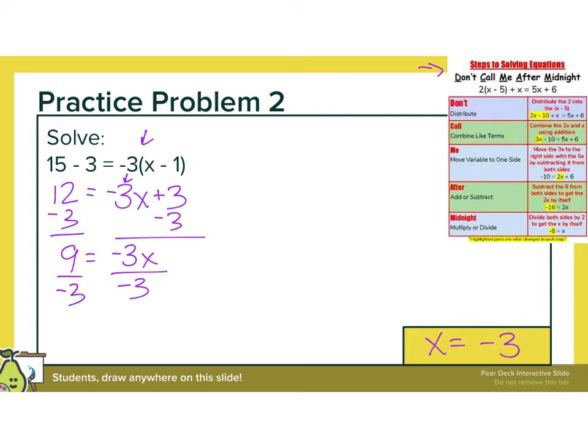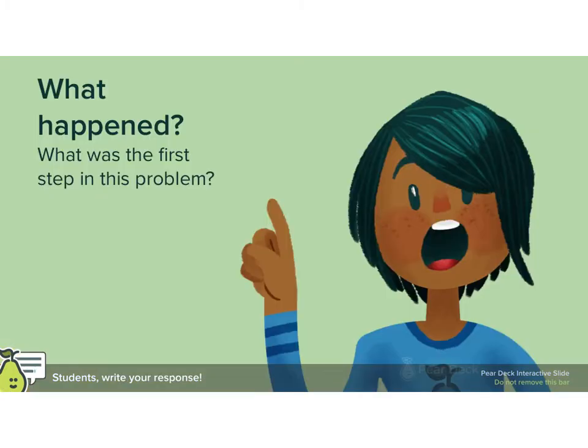So the first step, even though I kind of did 2 steps here, the first step is the distributing. So what was the first step? Complete sentence. The first step was to distribute. Start with a capital letter, end with a period.